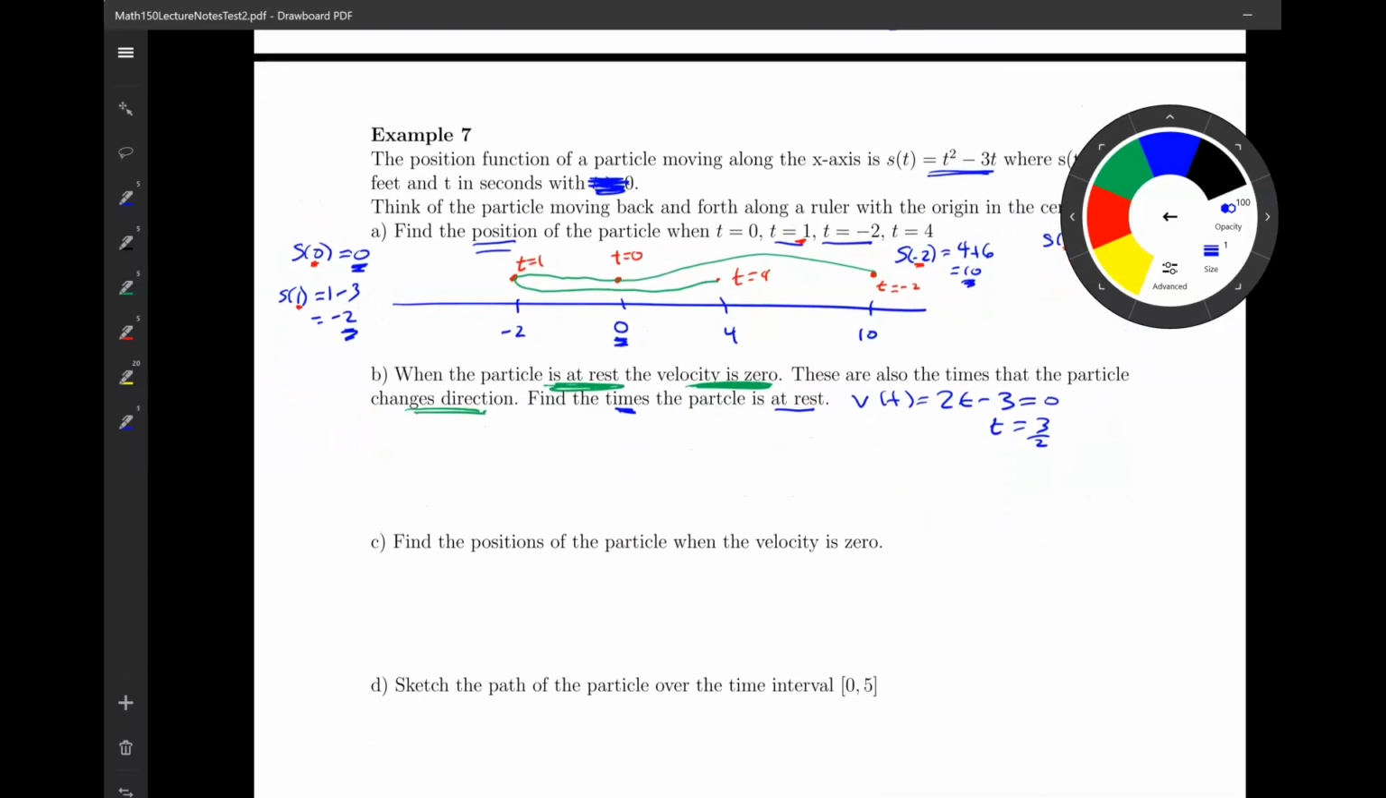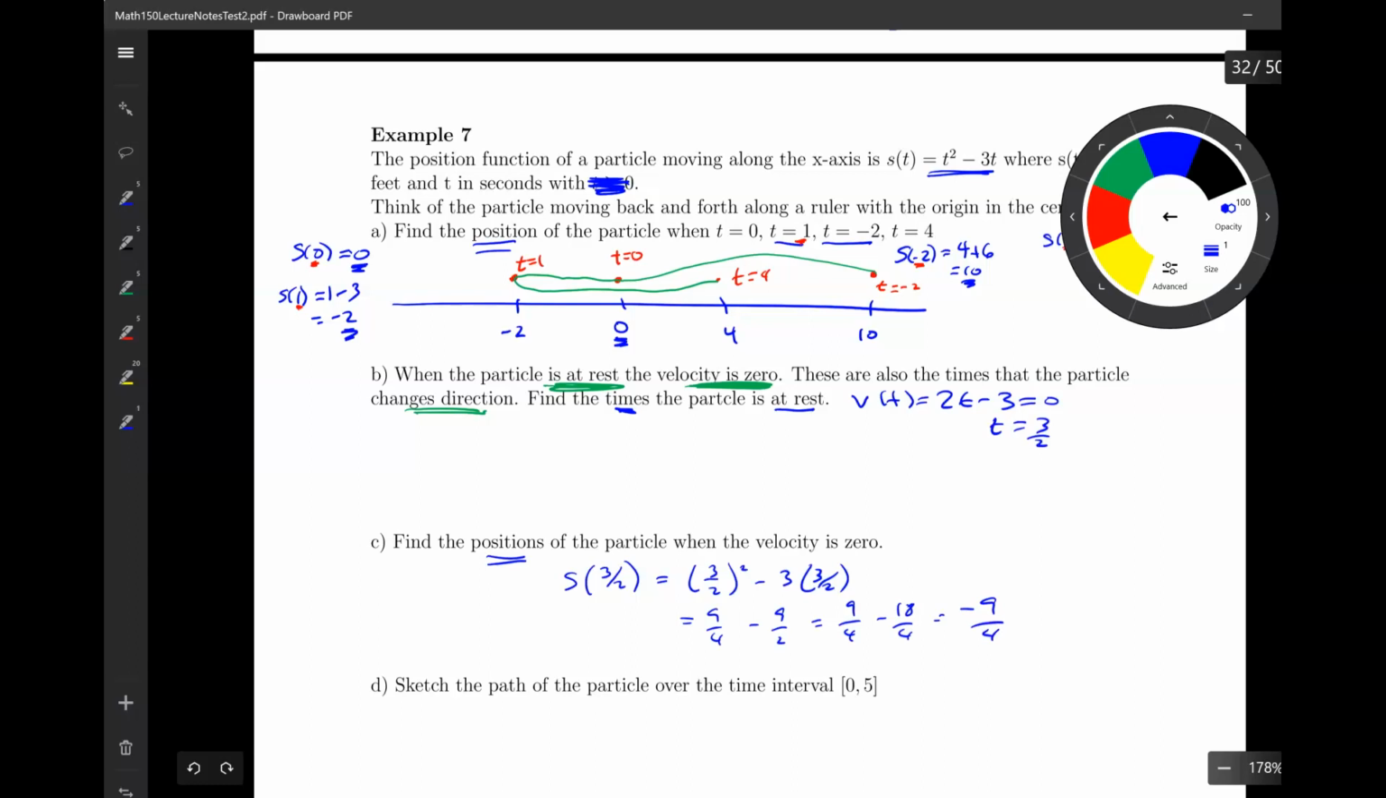All right, so now let's go find the position of the particle when the velocity is 0. So that means I'm going to be putting into my position function my 3 halves. So I'm going to have 3 halves squared minus 3 times 3 halves. So I get 9/4 minus 9 halves. So that gives me 9/4 minus 18/4. So negative 9/4. Okay.